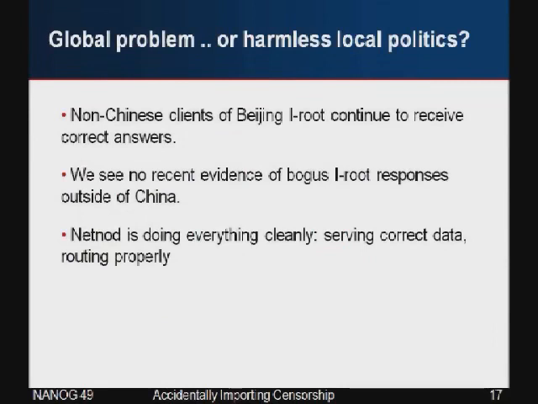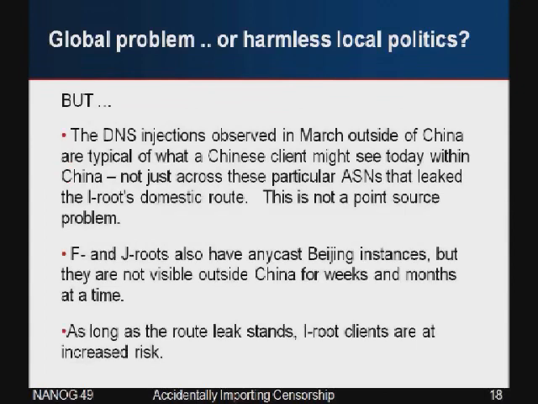To answer Kurt's question from earlier, we have non-Chinese clients of the Beijing I-root instance, and to the best of our knowledge they are continuing to see correct answers. We have no recent evidence of bogus I-root responses outside of China, and from what we can tell, Netnod and Kurt's company are serving up the data cleanly and routing properly. But the DNS injections observed in March are typical of what we would see for a client inside of China. This isn't a point source problem. This is a widespread problem of clients inside of Chinese networks.